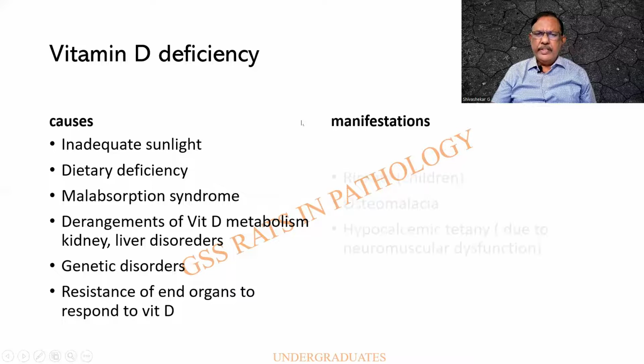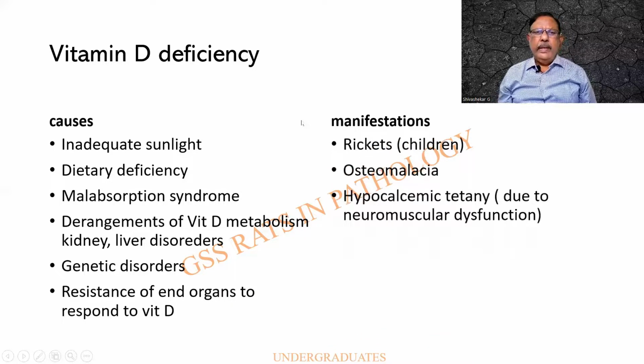The manifestations, there are two things mainly. In children, you have got rickets, and osteomalacia is the adult counterpart of rickets. Apart from that, you find that calcium metabolism is intricate with vitamin D. Therefore, there can be an interlinked hypocalcemic tetany, in which there can be neuromuscular dysfunction. Causes, manifestations.